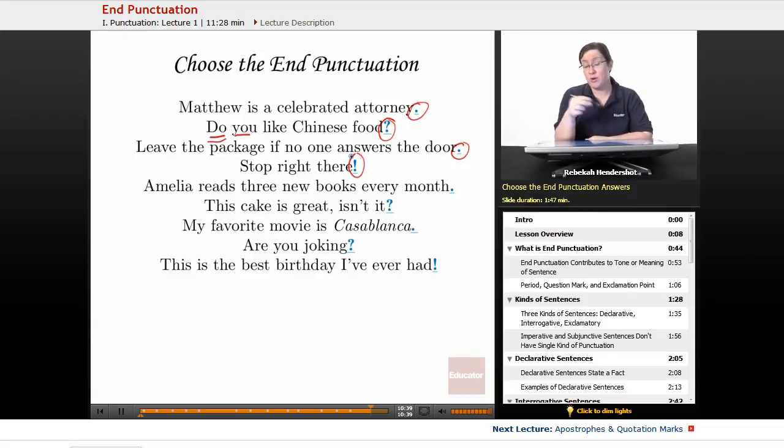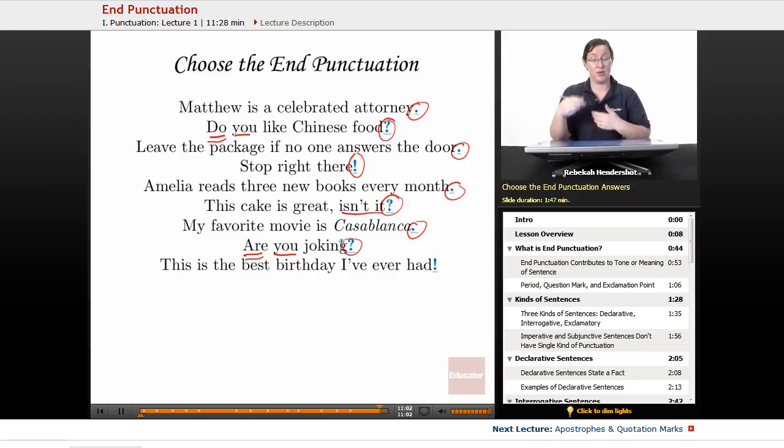Amelia reads 3 new books every month. That's a declarative sentence, so it ends with a period. This cake is great, isn't it? That isn't it is a question, so it ends with a question mark. My favorite movie is Casablanca, statement of fact, so it ends with a period. Are you joking? Once again, we have that inverted subject-verb order. And so it's a question, and it ends with a question mark.